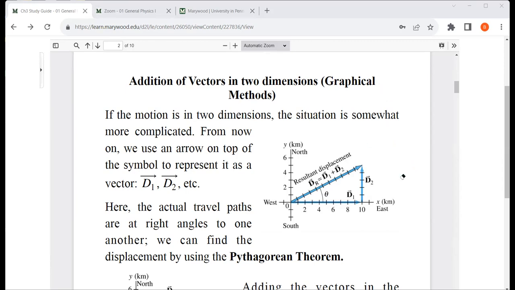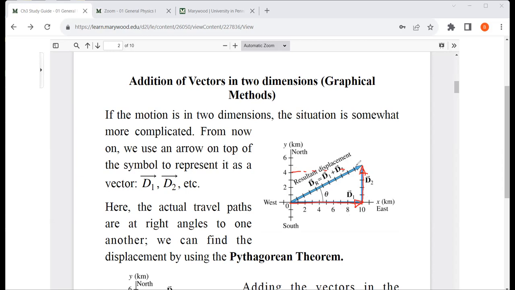Okay, all right, so let's start with a very simple problem. So let's say now the displacement is 10 kilometer east. So the first displacement d1 is this 10 kilometer east, and d2 is this one 4 kilometer north. Okay, so the length of d2 is 4 kilometers. So you see that, okay, or approximately 4 kilometer. Okay, now how to add them?